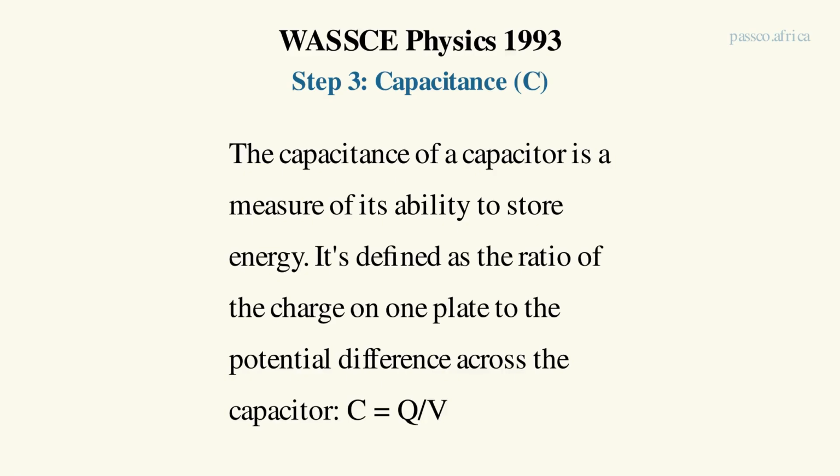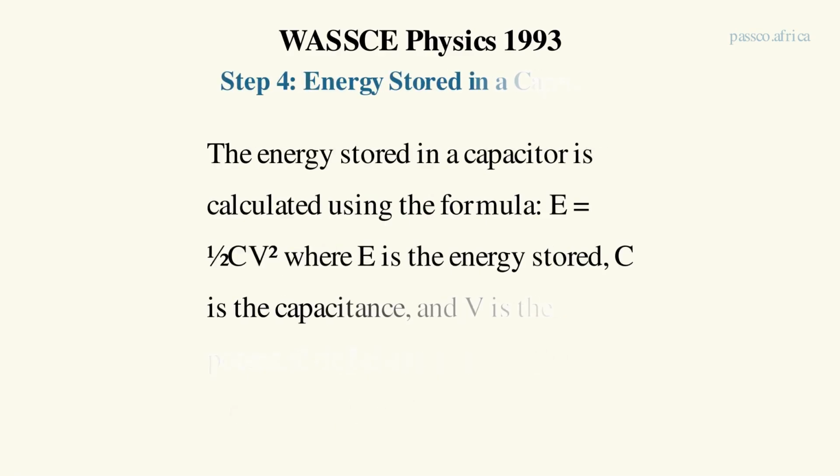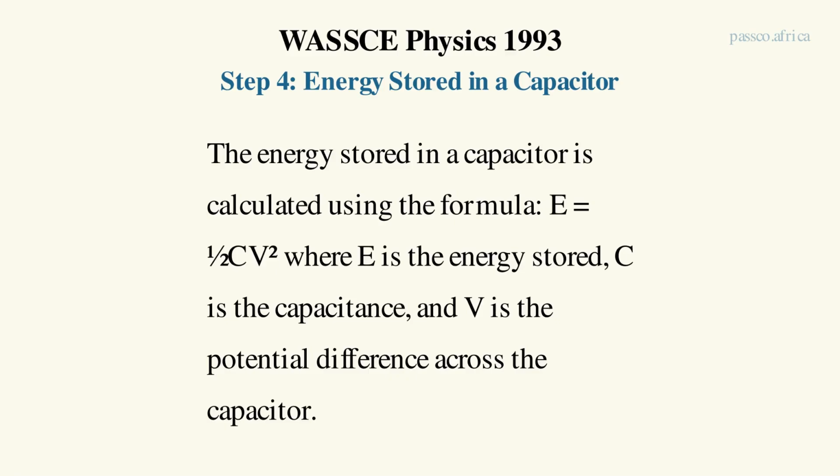It's defined as the ratio of the charge on one plate to the potential difference across the capacitor, C equals Q/V. Step 4. Energy stored in a capacitor. The energy stored in a capacitor is calculated using the formula E equals 1/2 CV squared, where E is the energy stored, C is the capacitance, and V is the potential difference across the capacitor.